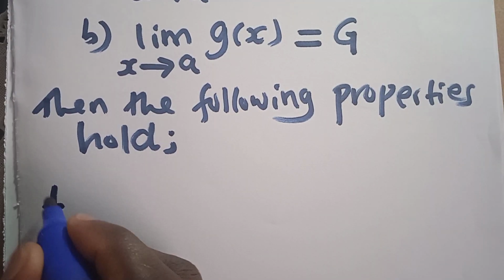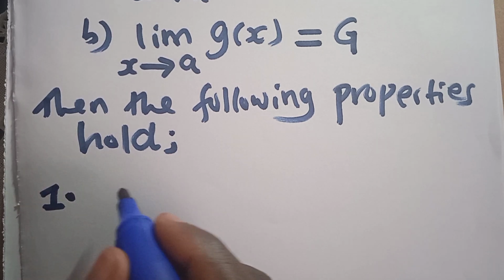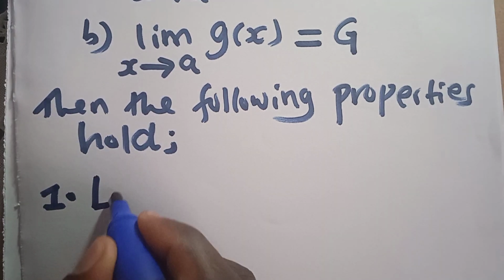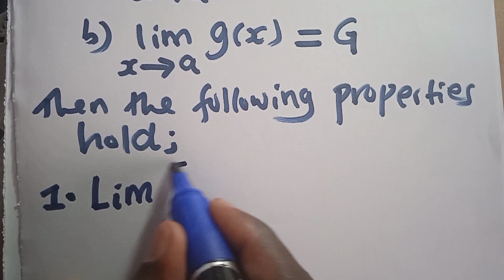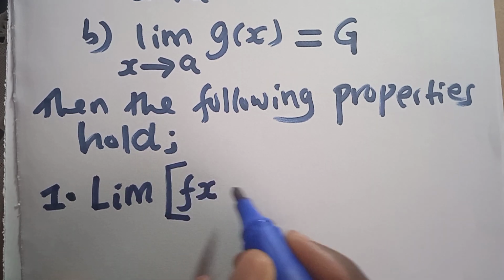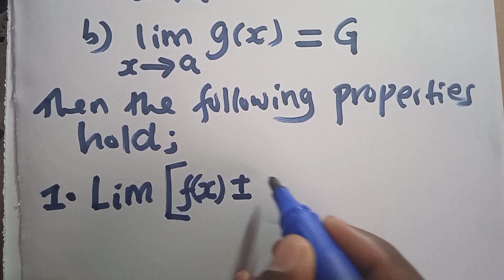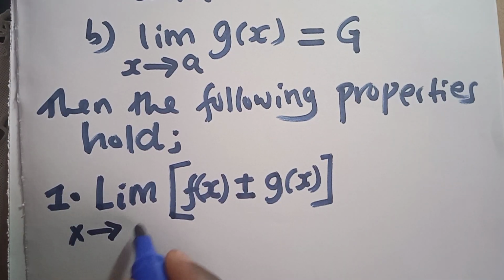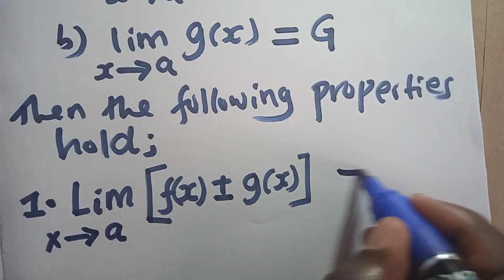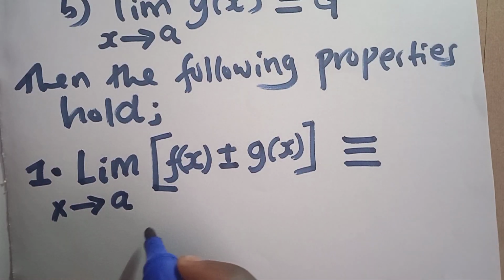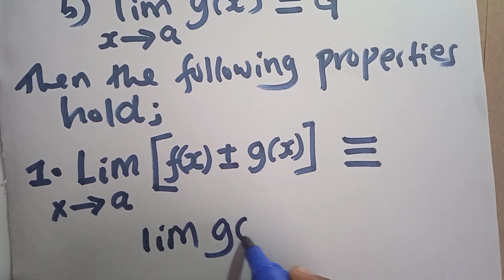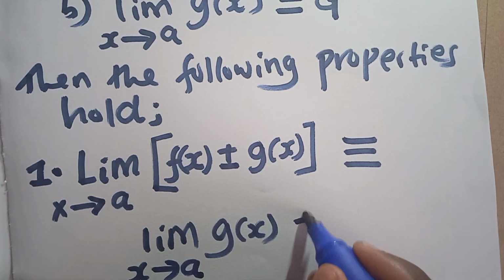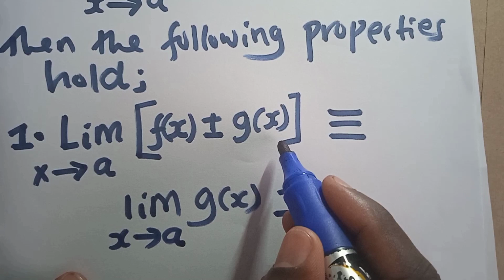So the first property: suppose the limit deals with the sum or the difference of the two functions. Somebody asks you to evaluate the limit of f of x plus or minus g of x, as x tends to a. This is equal to the limit of the first function, f of x, as x tends to a, plus or minus the limit of the second function.